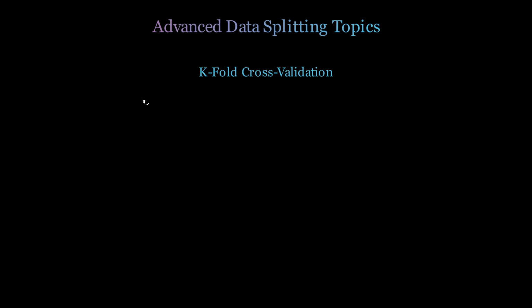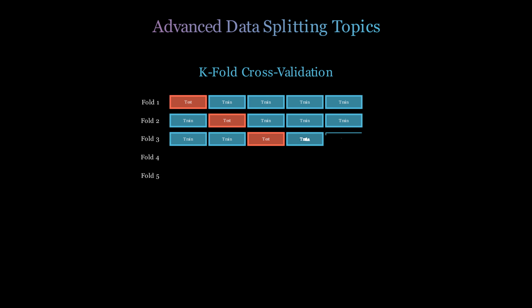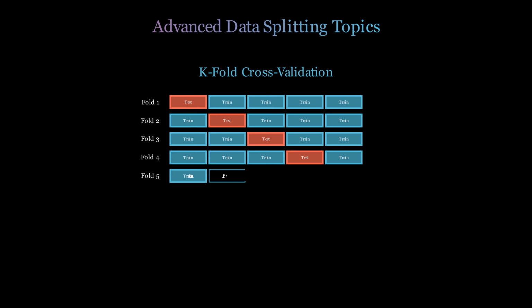Cross-validation addresses the limitation of a single train validation split. In five-fold cross-validation, we divide data into 5 equal parts. Each fold takes a turn being the test set while the other 4 serve as training data. This gives us 5 performance estimates, providing more robust evaluation than a single split.